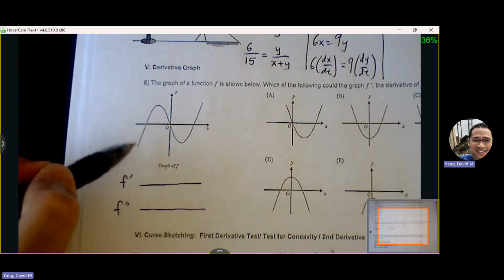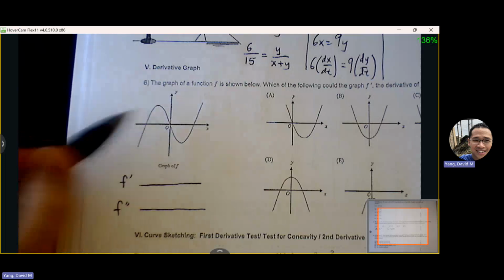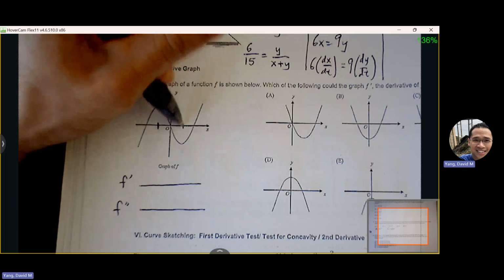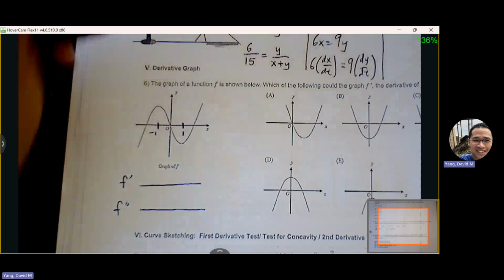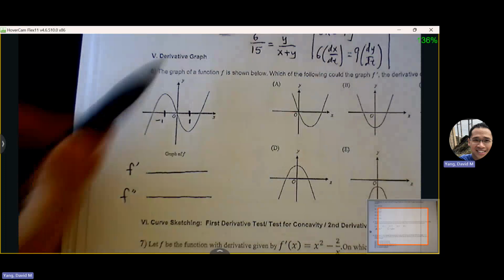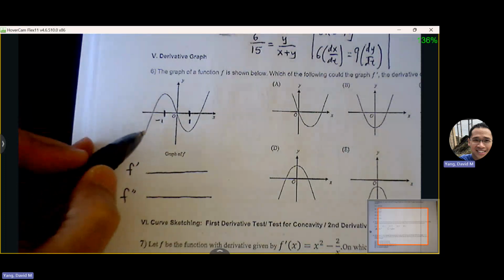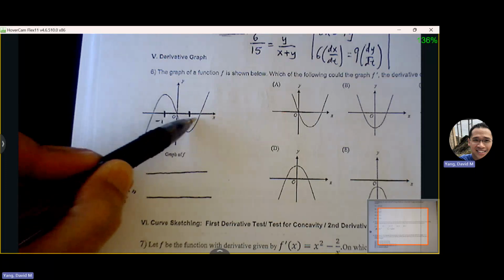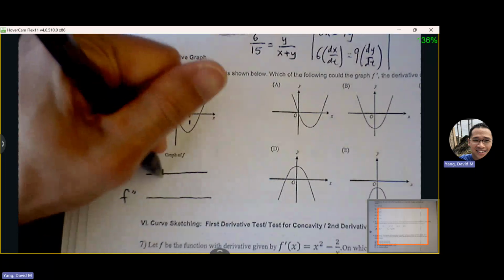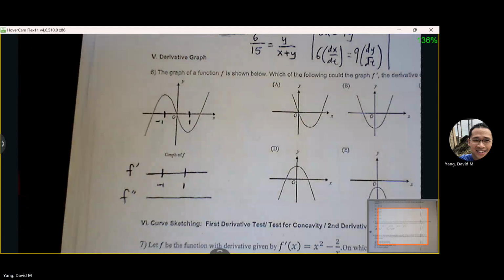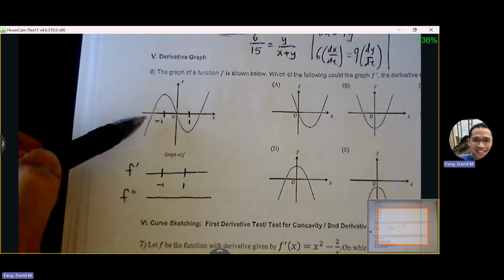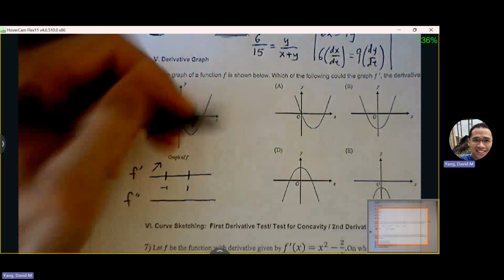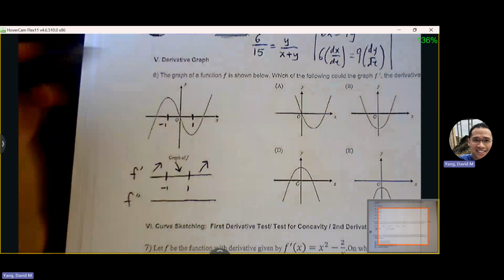So this is my original function graph. Let me call these points -1 and 1 just to have some anchor points here. So we know that for our slope sign line, our graph is going to have slope 0 at -1 and slope 0 at 1. To the left of -1, my slope is obviously positive. Between -1 and 1, slope is negative. And then to the right of 1, positive slope.